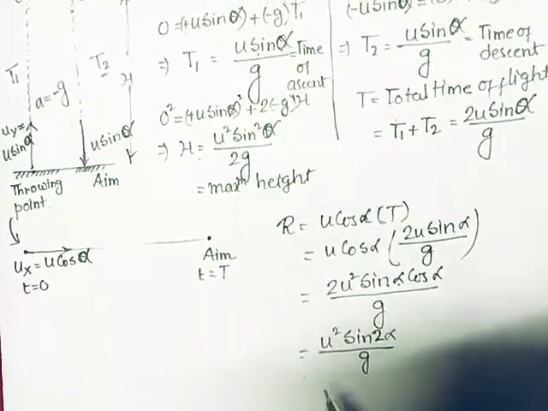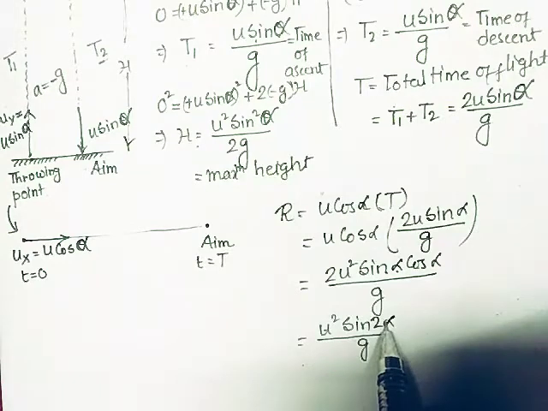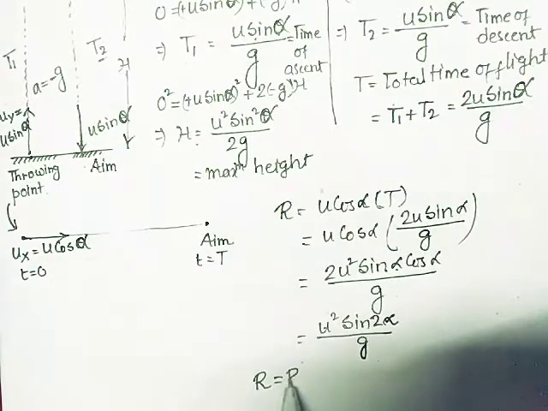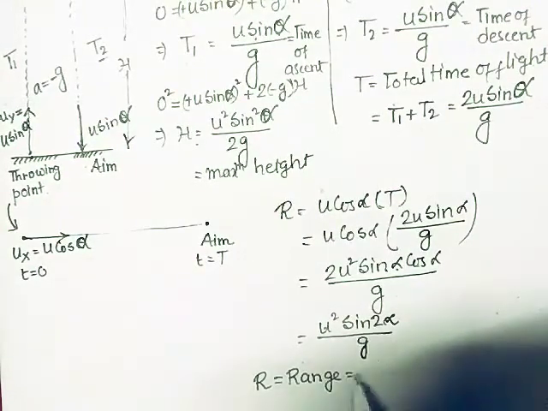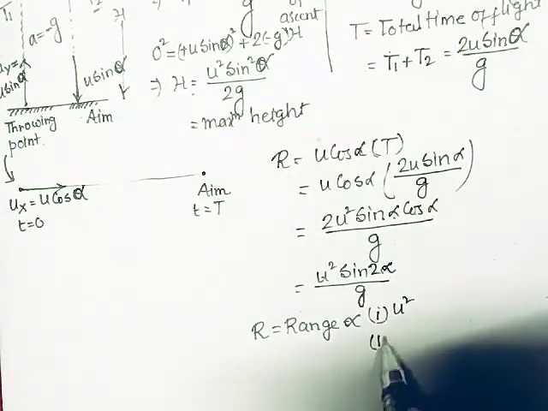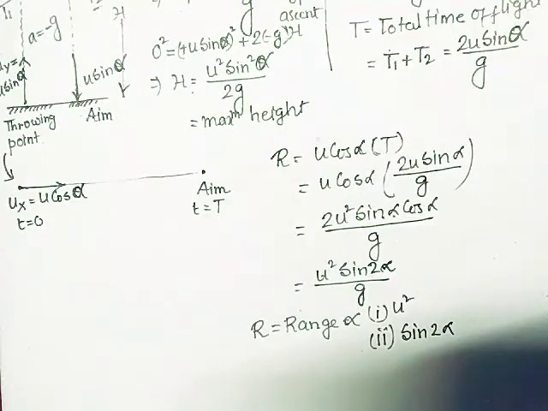That is u square, the initial velocity squared, sine of 2 alpha, where alpha is the angle of projection, divided by g. So the range R is basically dependent on two things. Number one, it is dependent on u square, the velocity with which it is projected, and number two, the angle, that is this alpha, or more precisely sine 2 alpha, at which it is projected.